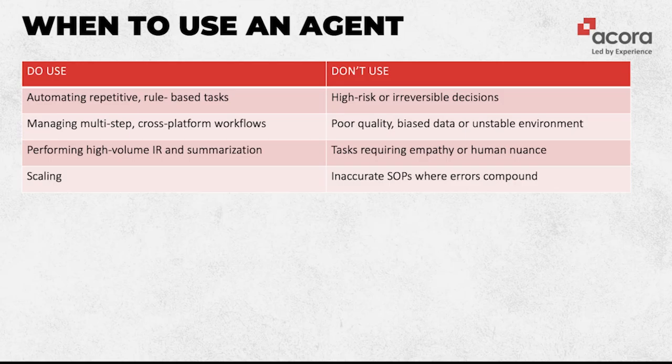We need to give it good quality data in order to get good quality results out the back of it. Any task requiring empathy or human nuance, so end of life support, anything around children or social care, again, very risky. We need the human nuance.